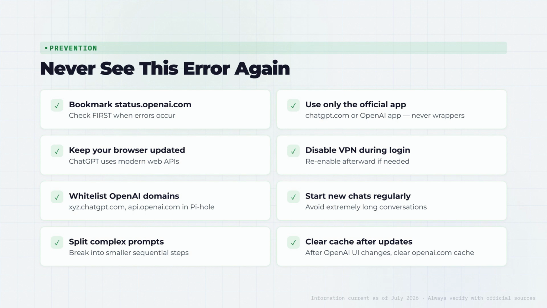Whitelist OpenAI domains in your Pi-hole to prevent silent blocking. Start new chats regularly and split complex prompts into smaller steps. And clear your browser cache after every major OpenAI update.